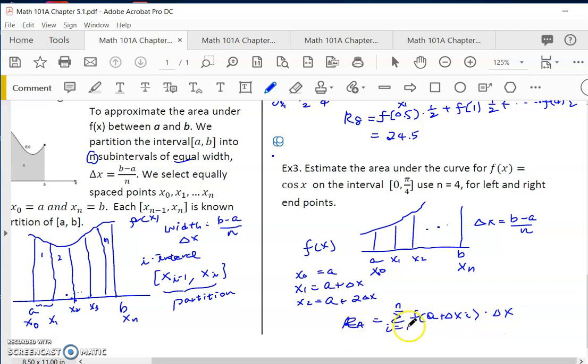Then for the left endpoint, you can start from 0 to n minus 1, or you can say i equals 1 to n, but f of a plus delta x times i minus 1. So this is the general formula.